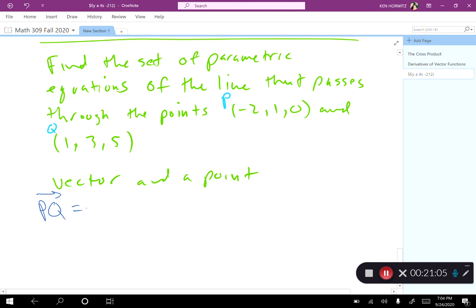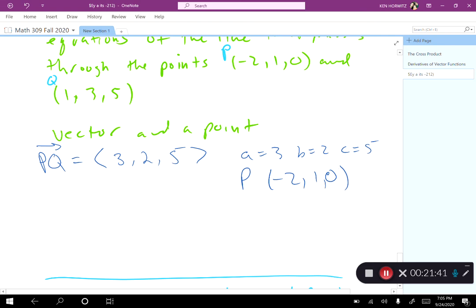All right, so PQ is going to wind up being 3, 2, and 5. And those are our direction numbers, right, A, B, and C. And I'm going to use those as well as I'm going to use a point. And I'm going to use the point P. So I'm going to use point P as negative 2, 1, 0. Mostly because I think P is just a little bit easier. All right, and I'm going to put them into x equals at plus x naught, y equals bt plus y naught, and z equals ct plus z naught. So why don't you pause the video, make your substitutions, and I will write the answer on the back end.